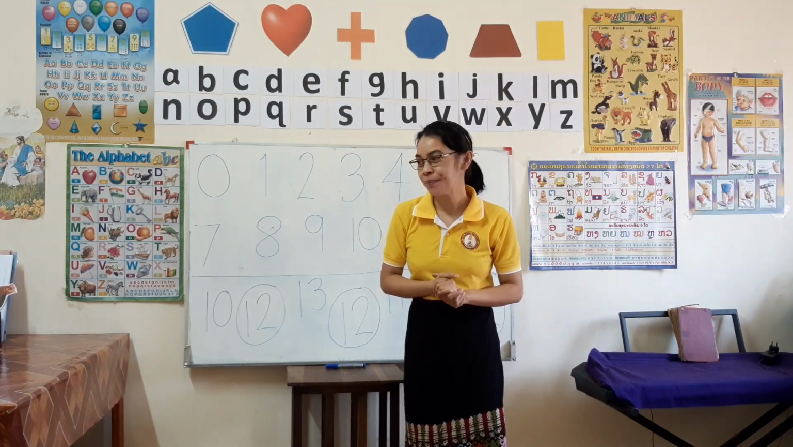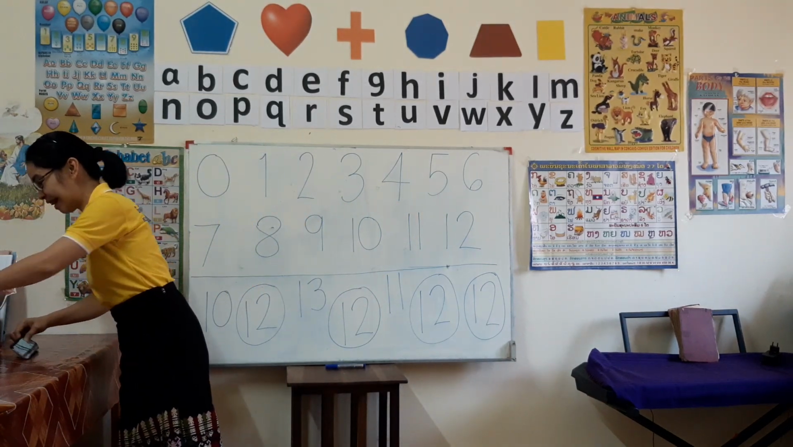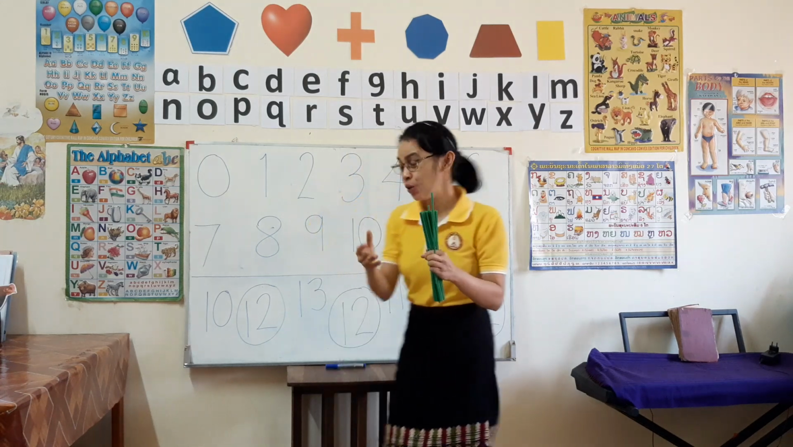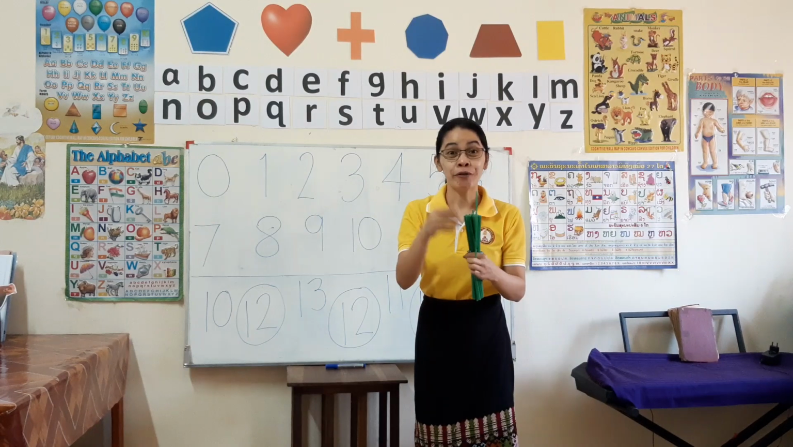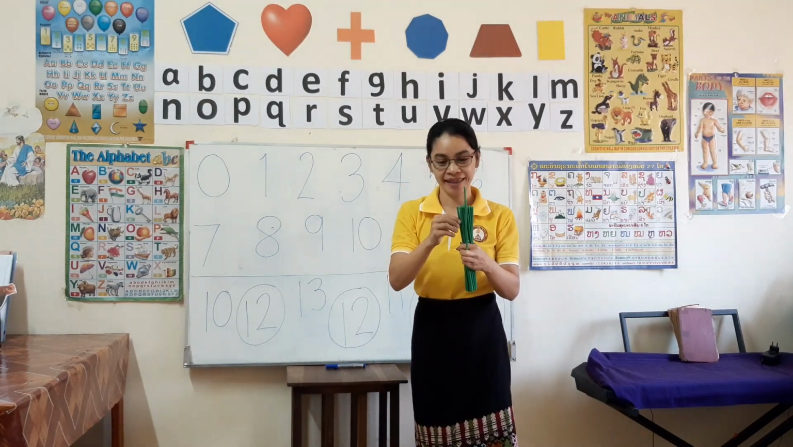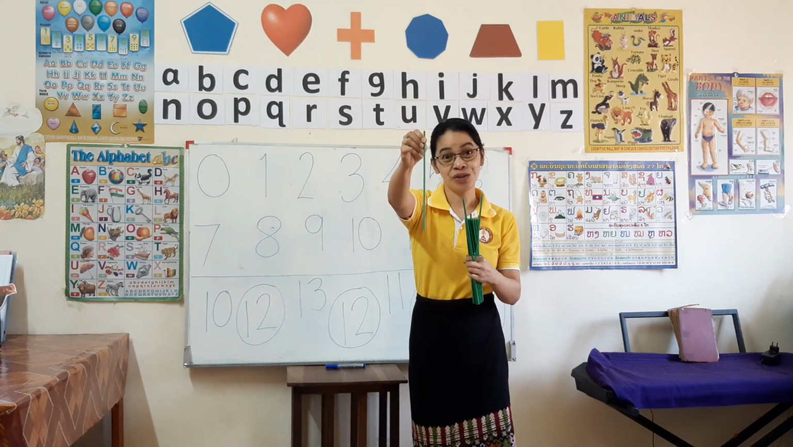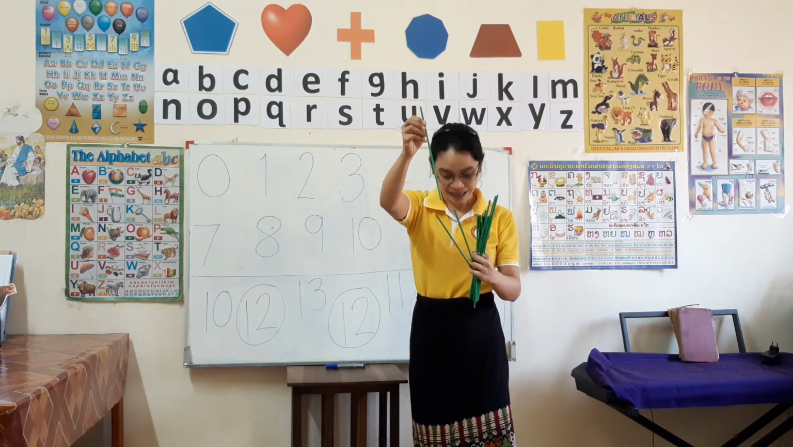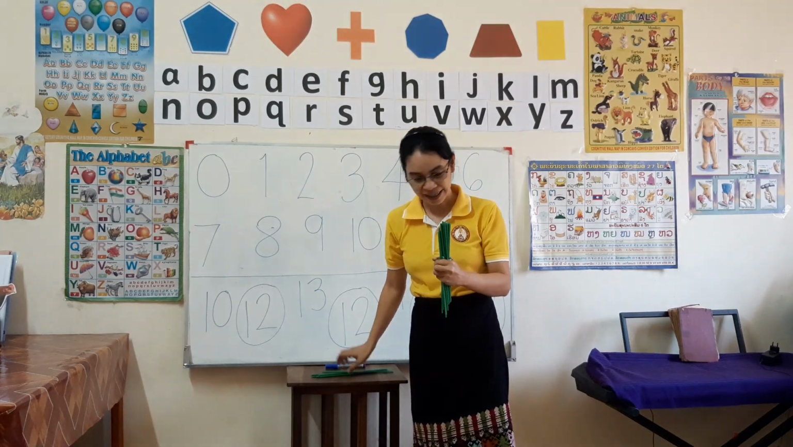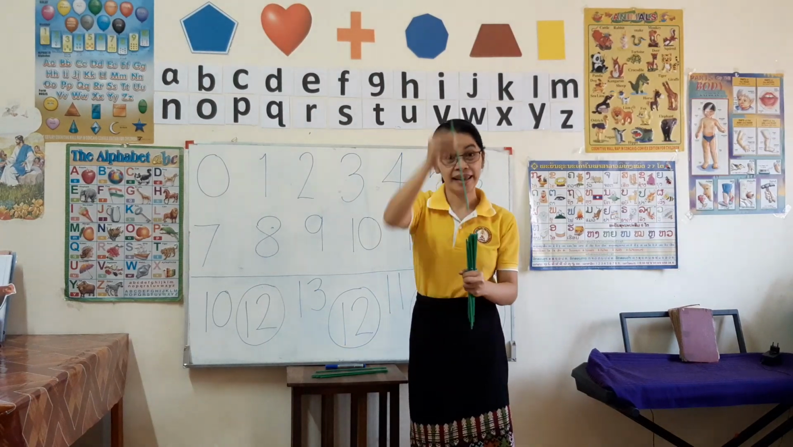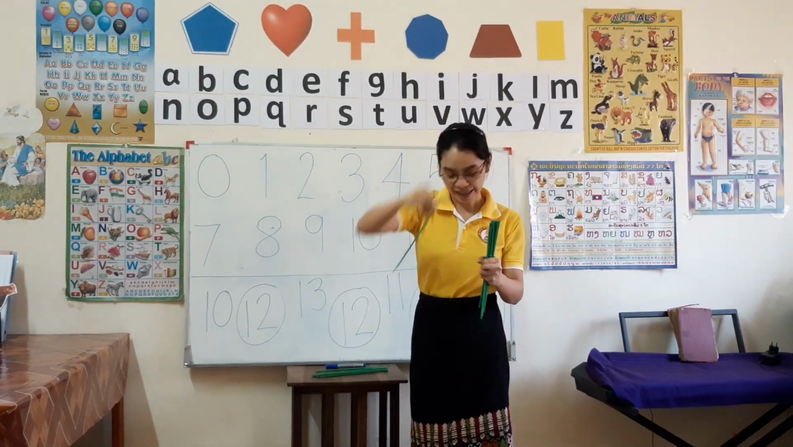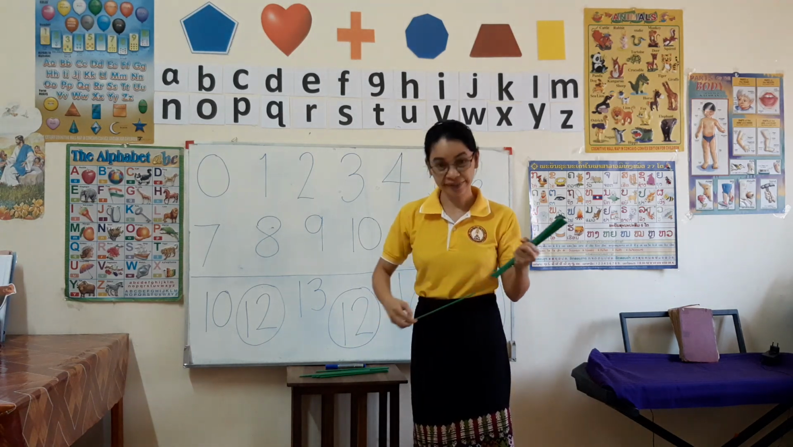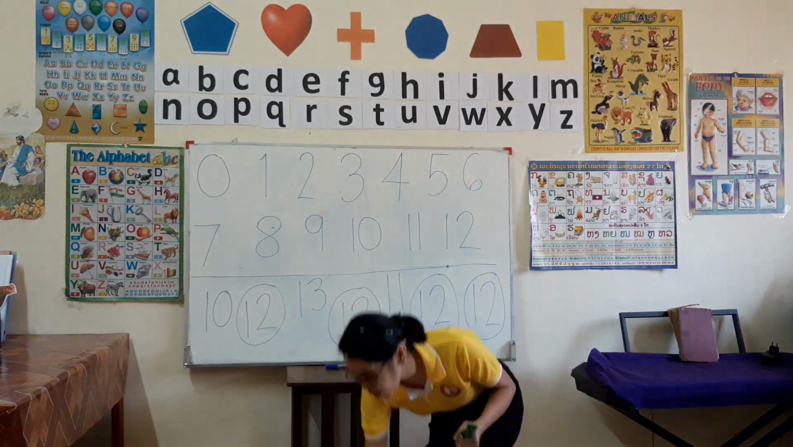Okay? So if you have lollipops or straws, you can count them like this, children. If you have straws, you can count 1. Okay, I want you to get or to help me to have 12 straws. Okay, say it with me. 1, 2, 3, 4, 5, 6. Okay, 6. Sorry. 6, 7, 8, 9, 10, 11, 12.